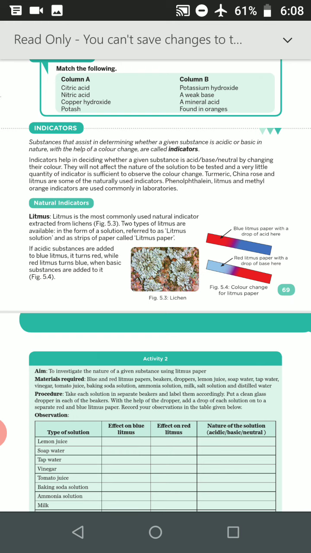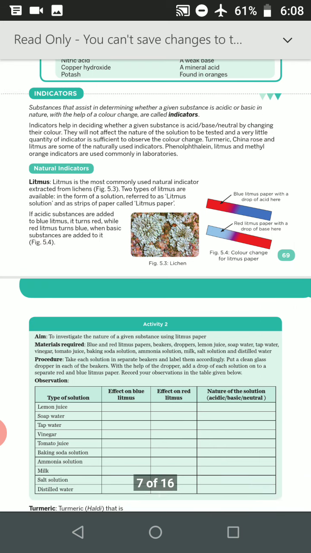If the solution is acidic, then it changes blue litmus into red, while if the solution is basic, it changes red litmus into blue. In this way we can test whether the given solution is acidic or basic, and in a neutral solution the litmus does not change its color.